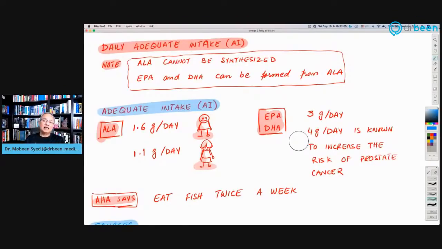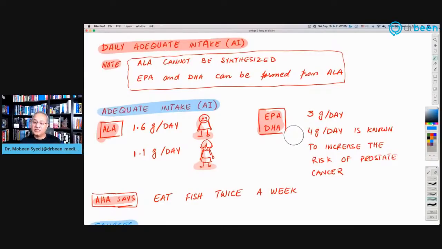What is the danger in it? The danger is this: in men, taking 4 gram per day or more. So let's say you have fish oil capsules hanging around in the home, and you say, you know what, I'm going to just take a lot of these because they are anti-inflammatory. If you take 4 gram per day or more, it is known to increase the risk of prostate cancer in men by about 43%. So don't take a lot.